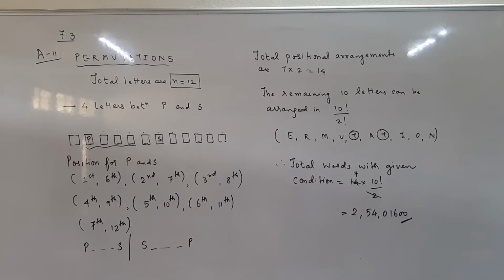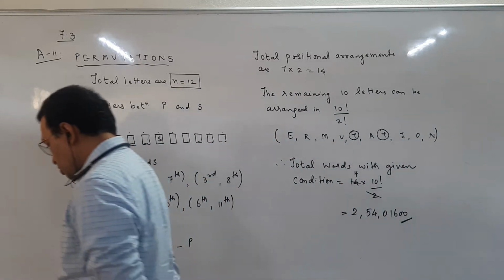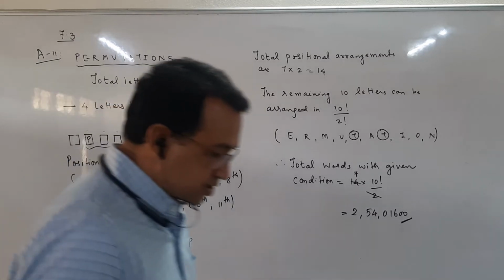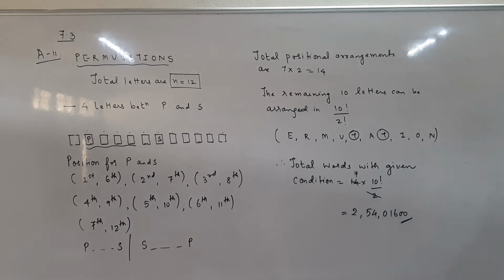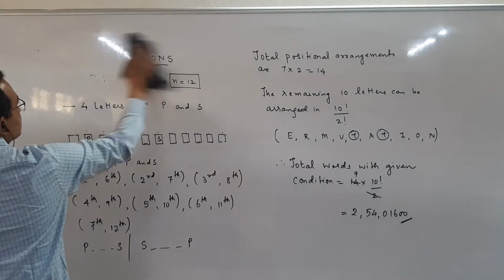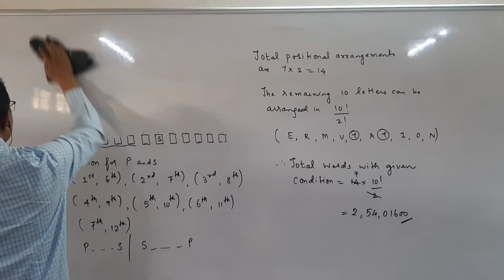So the best part of the sum is to understand the relative positions of P and S and their flip-flop. 7 positions final, but it can be first P and then S, or first S and then P. So the total positions will be 7 into 2, and that is how many, students, 14. For the remaining 10 letters, T is repeated twice. So the remaining 10 letters can be arranged in 10 factorial divided by 2 factorial. So this completes our exercise 7.3, students.